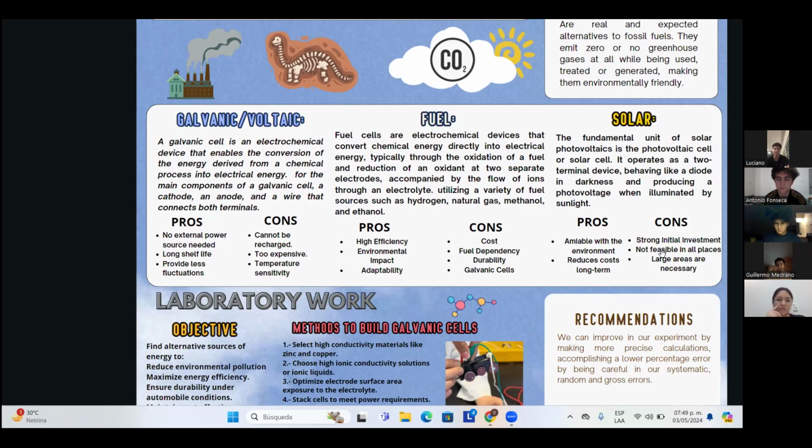Okay, a photovoltaic cell or solar cell turns sunlight into electricity. The pros are that it is friendly with the environment and reduces costs long term, and the cons are a strong initial investment, it is not feasible in all places, and large areas are necessary.